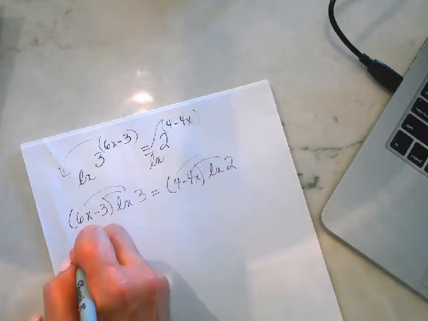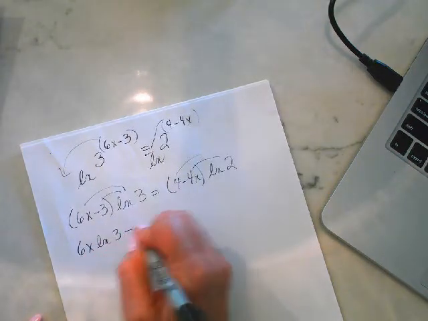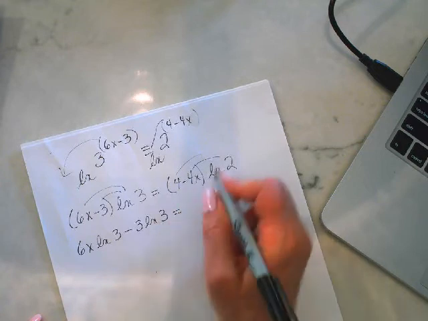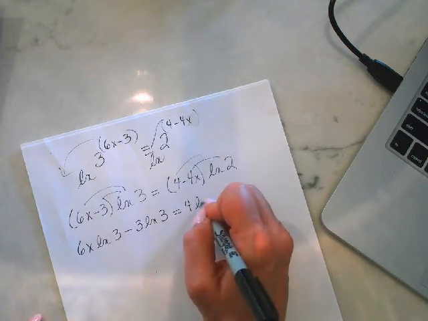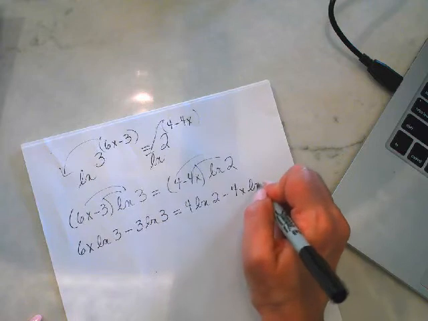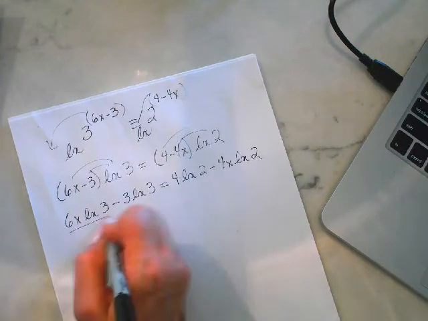Then I'm going to distribute. So I will have 6x ln 3 minus 3 ln 3 equals 4 ln 2 minus 4x ln 2. I'm sorry if I'm moving too fast. I'm just trying to get as many samples in as I can before the video stops.